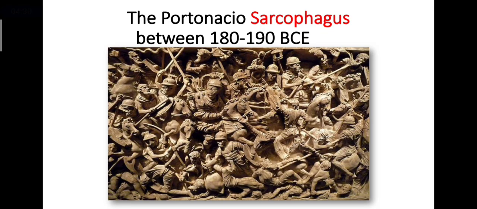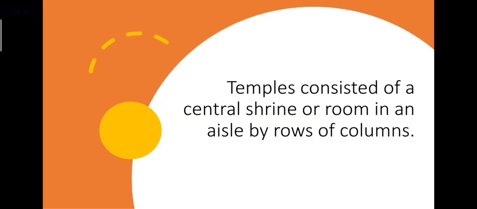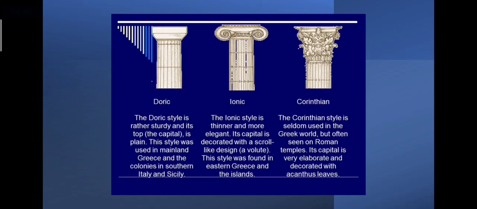The Roman sculptures. Here's an example of Roman sculpture: the Portonaccio sarcophagus. Greek architecture. Temples consisted of a central shrine or room surrounded by aisles of rows of columns. The following are different types of columns: the Doric, Ionic, and Corinthian. The Doric style is rather sturdy and its top, the capital, is plain. This style was used in mainland Greece and the colonies in southern Italy and Sicily.